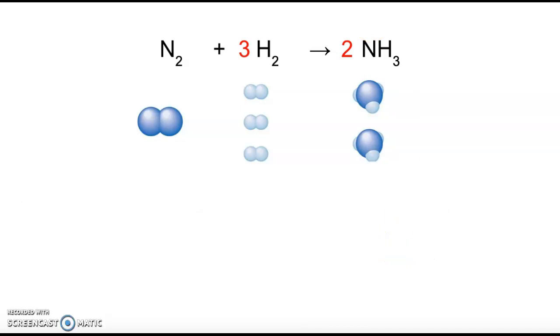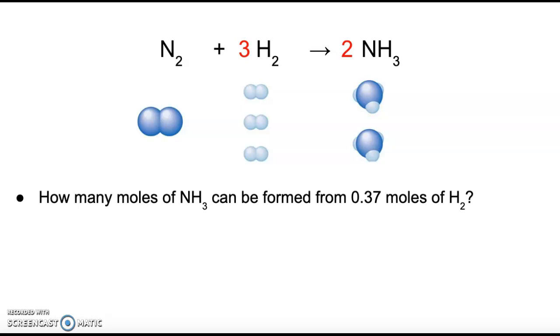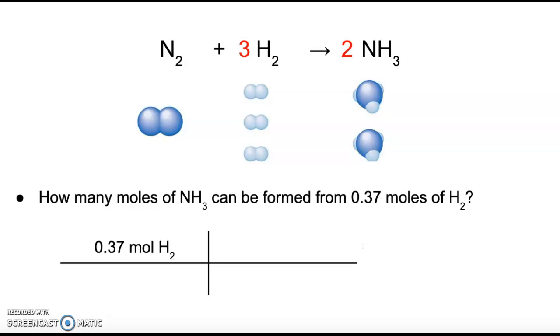Let's try another example together. So let's say I have this question. How many moles of ammonia can be formed from 0.37 moles of hydrogen? All right, so this question here, again, I want to convert from moles of hydrogen to moles of ammonia, and I can use dimensional analysis to do this. So I set up my dimensional analysis grid, and the information that I know this time is 0.37 moles of hydrogen. So I'm going to put that in my top left box, and I'm going to put a 1 underneath it.